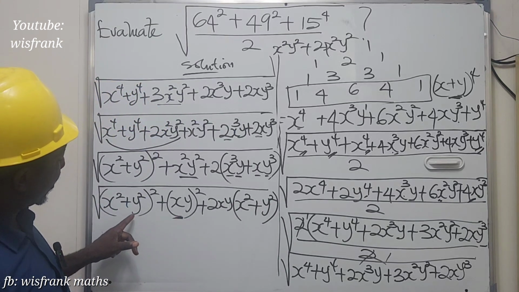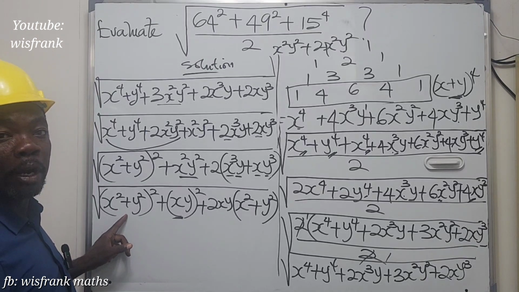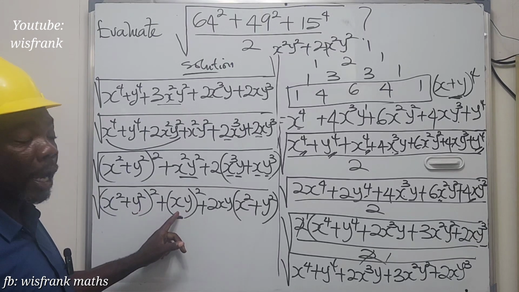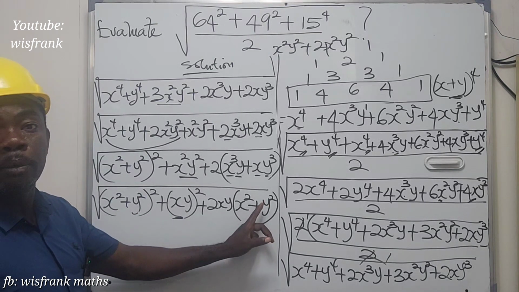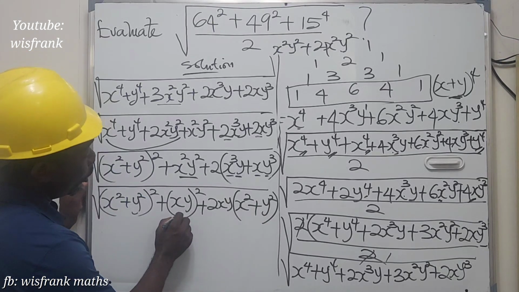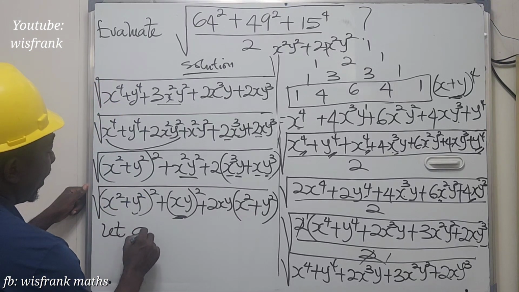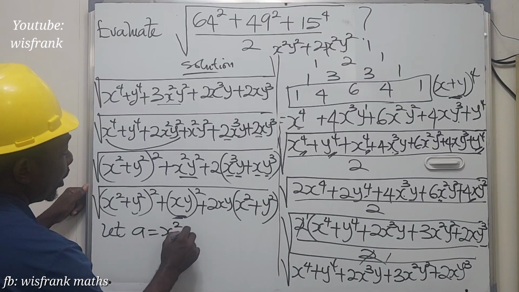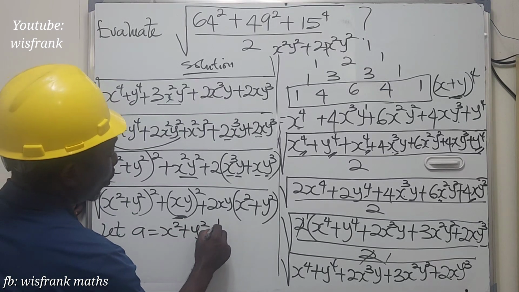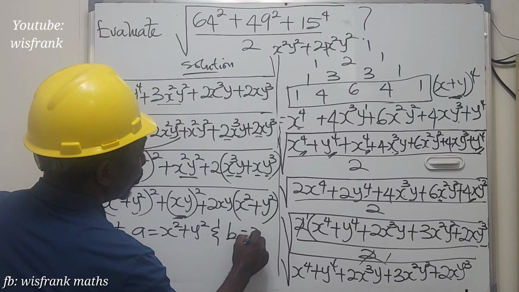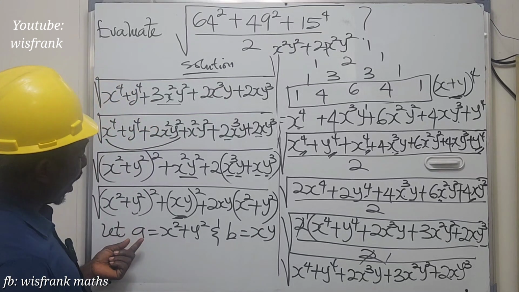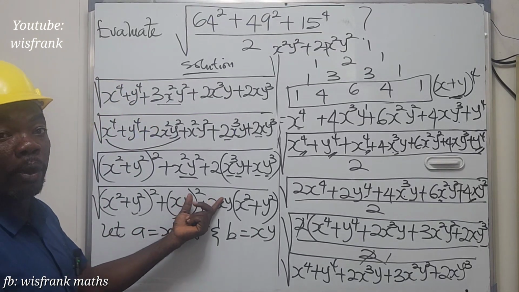So in this case, you can see that we have x to the power of 2 plus y to the power of 2 here. And we also have x to the power of 2 plus y to the power of 2. And we also have here xy. So we say let a equals x squared plus y squared. And also we have b equals xy. So we are going to substitute this into where we have this.